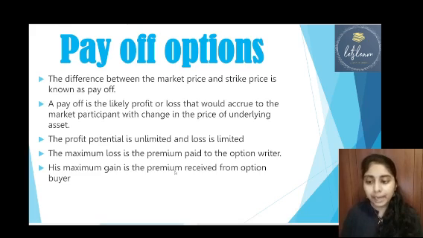The profit potential is unlimited and the loss is limited. The maximum loss is the premium paid to the option writer, that is the seller, and his maximum gain is the premium received from the option buyer. In the case of a buyer, the buyer has unlimited profit and the maximum loss is limited to the premium he paid. In the case of a seller, that is a writer, his maximum profit will be the premium amount and his loss will be unlimited. That is what is meant by payoff of options.